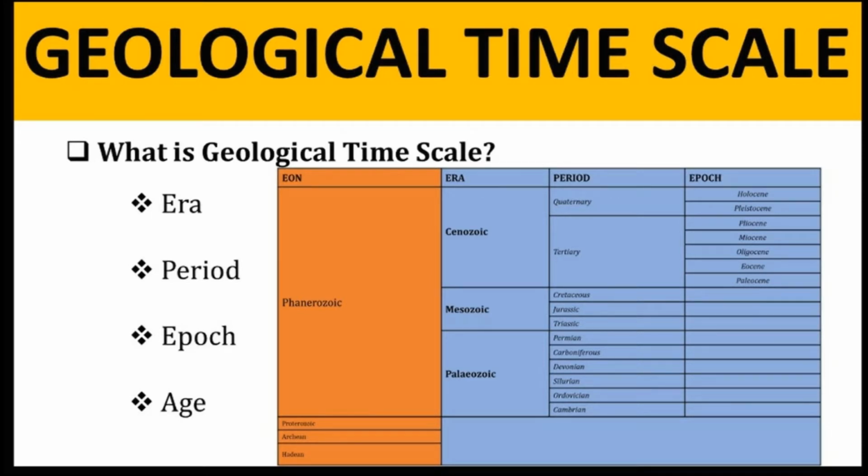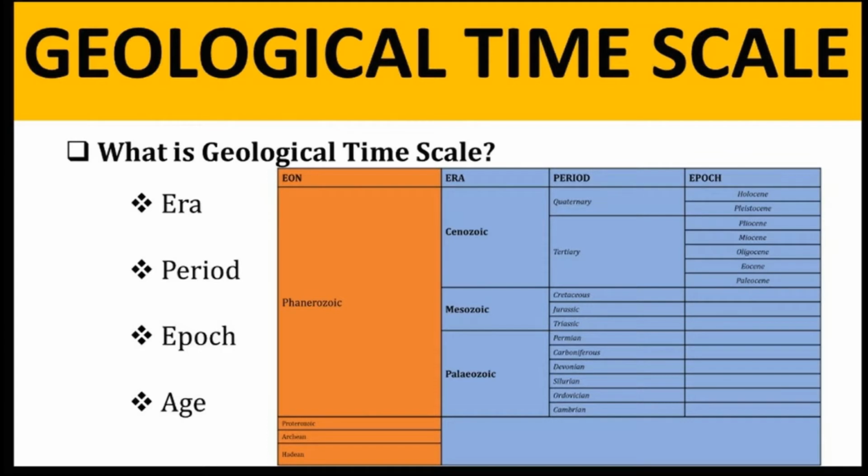Then the Cenozoic era is classified into two periods: the Quaternary and the Tertiary. The Quaternary period is again divided into two epochs, the Holocene and the Pleistocene. The Tertiary period is divided into five epochs: Pliocene, Miocene, Oligocene, Eocene, and the last one, the Paleocene. So these are the epochs.